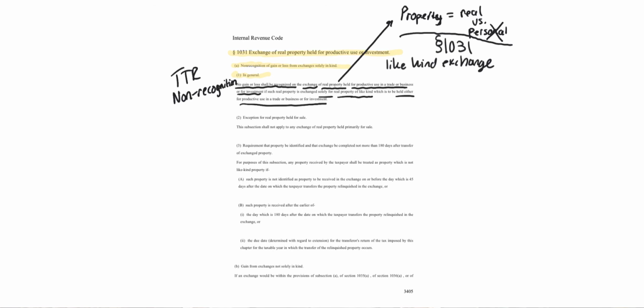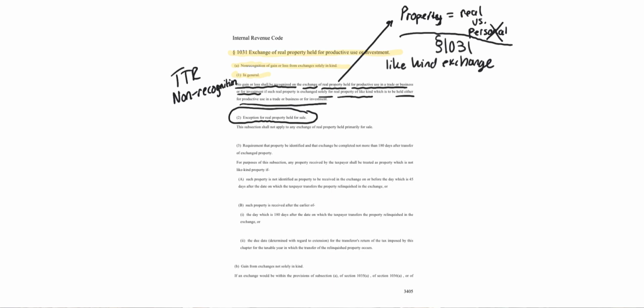Solely for, so exchange, real property held productively in use in trade or business or for investment, solely for, you're getting real property, which is like kind, which is held either for productive use in a trade or business or for investment. So you're giving up real property held for productive use in trade or business, and you're getting solely just real property of like kind, held either for productive use in trade or business or for investment. There's exceptions, of course. We have them listed here. Got some exceptions. All right.